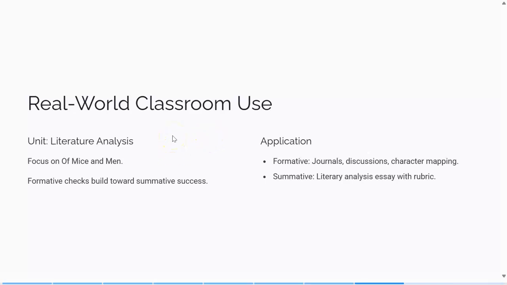All right, and then real-world classroom use. In my English class, I use daily journals and discussions during novel studies for formative feedback. These allow me to spot confusion and intervene early. For summative assessments, students will write a literary analysis essay evaluated with a standards-aligned rubric. So the formative work leads to stronger and more confident final projects within the classroom.